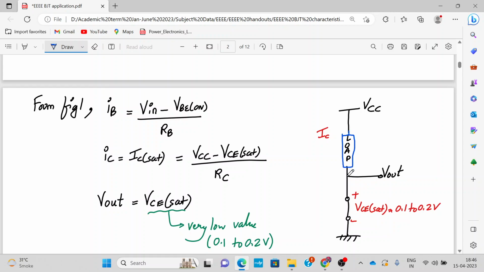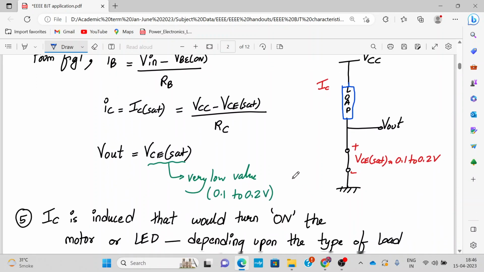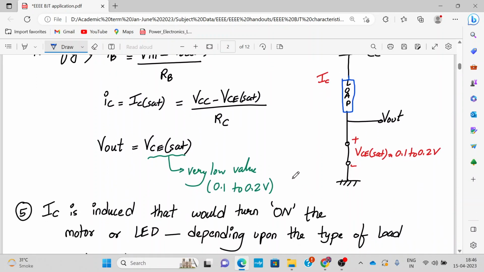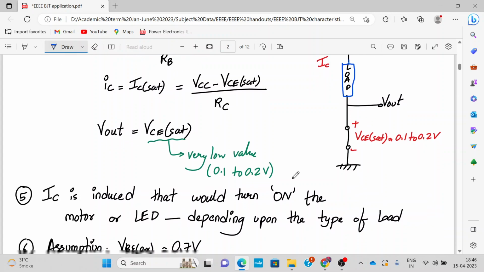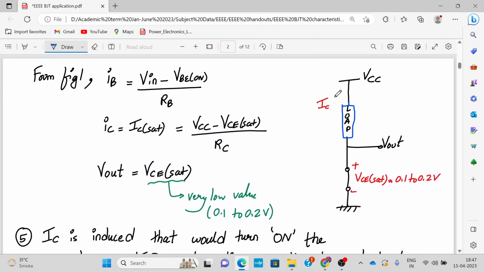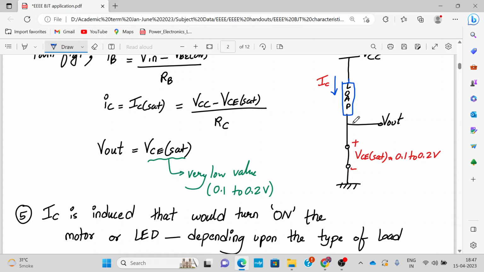Yeah, so in this case my output will be driven towards ground, so V out will be a very low value. It will be around VCE sat when your BJT is acting as a closed switch, or it has been driven into saturation. So your current IC will be induced in the circuit, and if the load is a motor, the motor will turn on, or if it is an LED, the LED light will glow.